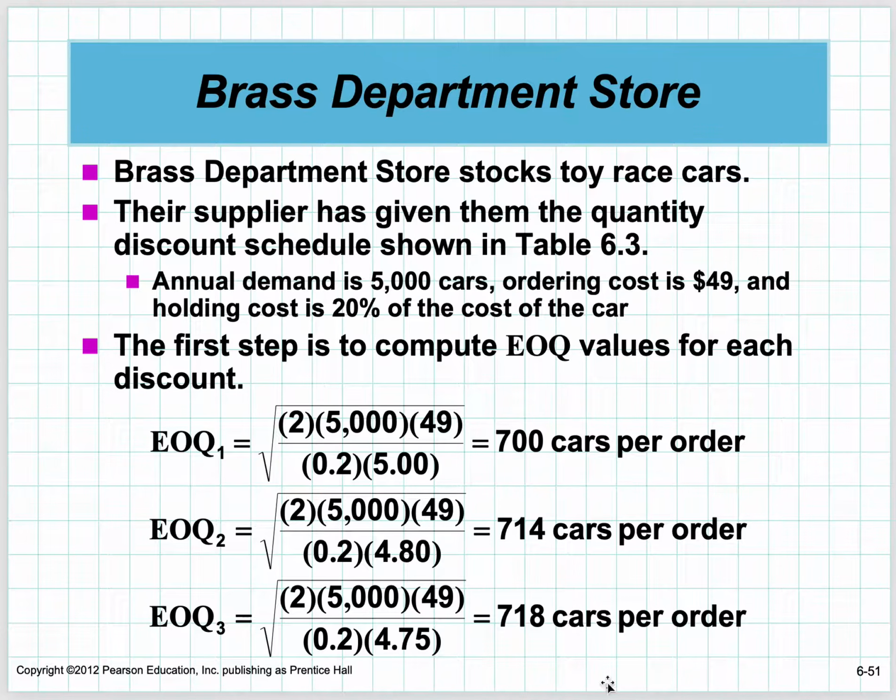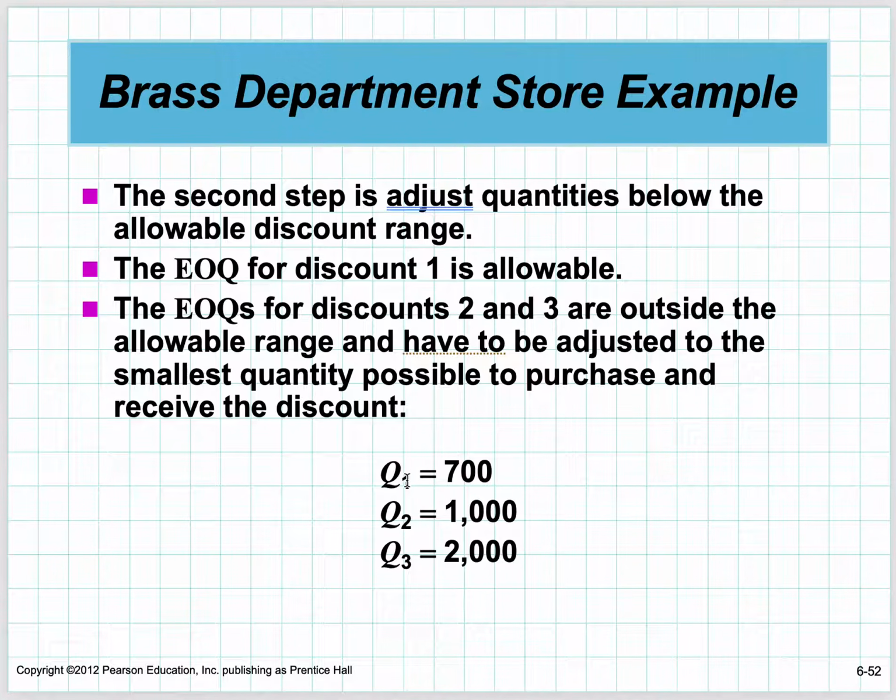So you calculate all these things, 700, 714, 718. You see how the price change had very little impact on how many to order? They're all in that 0 to 999 range. But if I really want to get this discount, I've got to look at the endpoints. So I really want to look at these quantities of 700, 1,000, and 2,000.